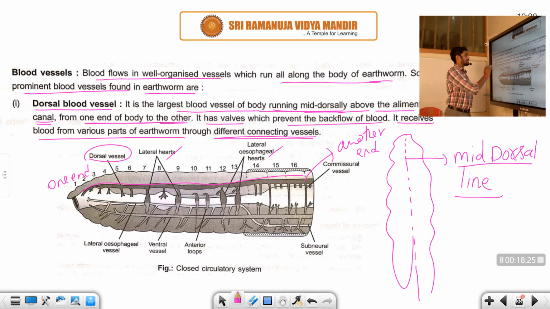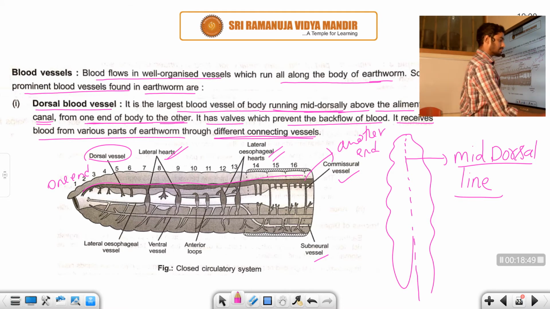So the blood vessels are also connected to these two parts, the lateral and lateral esophageal blood vessels. At the same time there are other vessels, the commissural vessels, also known as the subneural vessels and ventral vessels. This is something we will discuss later. Students, I hope you understand the dorsal blood vessel, right?